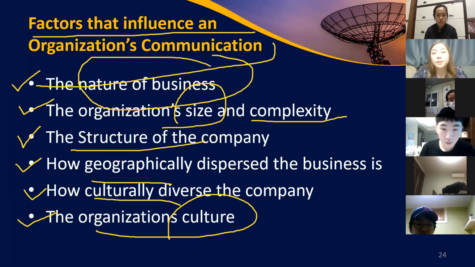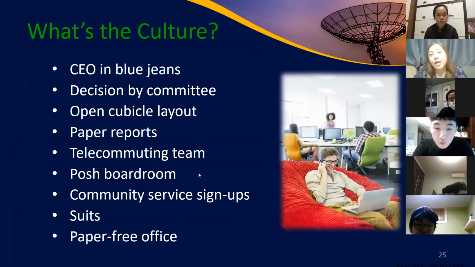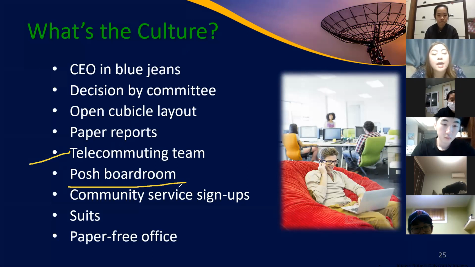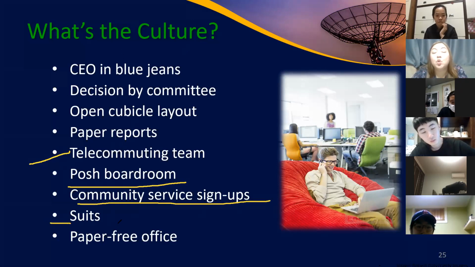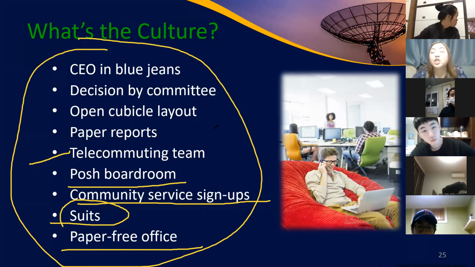Wait a minute. So what is culture? Examples of culture: if the CEO is wearing blue jeans, that is organizational culture. If they decide by committee, if they have an open cubicle layout in the office, if they submit paper reports. Another example is if they keep calling the team, or telecommunicate with the team, if they have a bulletin board announcement, community service sign-ups, if they wear suits, or they are a paper-free office. So these are examples of organizational culture, what they are doing inside the company.